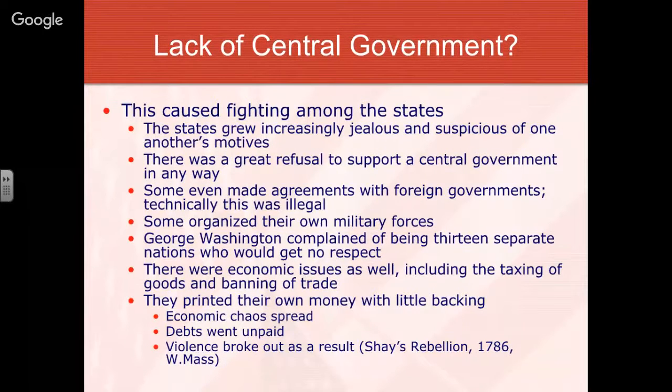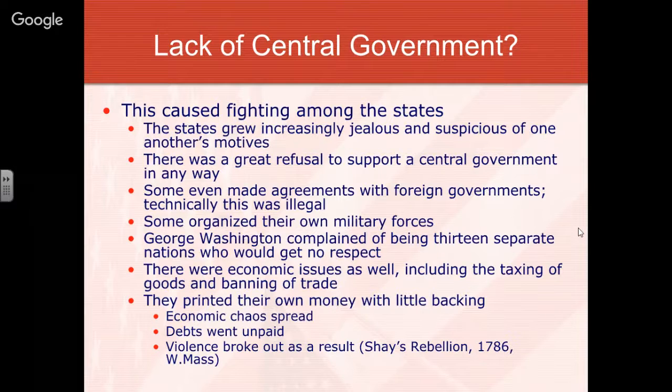Some of the states are making agreements with foreign governments, even though technically this is illegal, and organizing their own military forces rather than contributing to a national military. At one point, George Washington ultimately complains that there are 13 separate nations who are going to get no respect and could be easily conquered. There were also economic issues as well, including the taxing of goods and the banning of trades between states, which was illegal but not enforced. States were also printing their own money with little backing, which meant economic chaos was spreading, debts are going unpaid, and violence breaks out as a result.